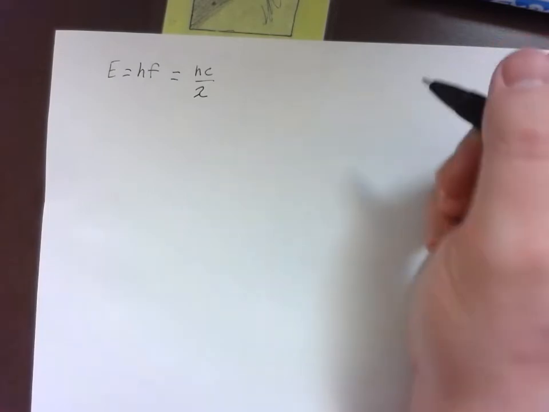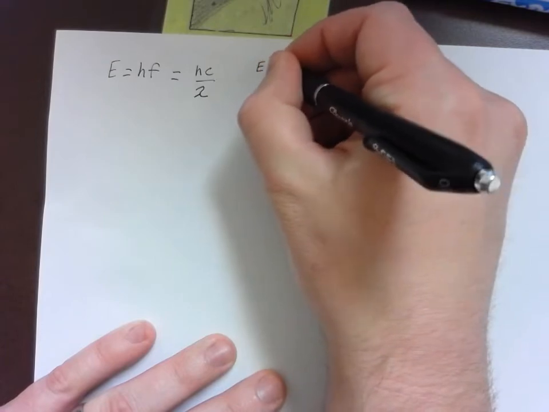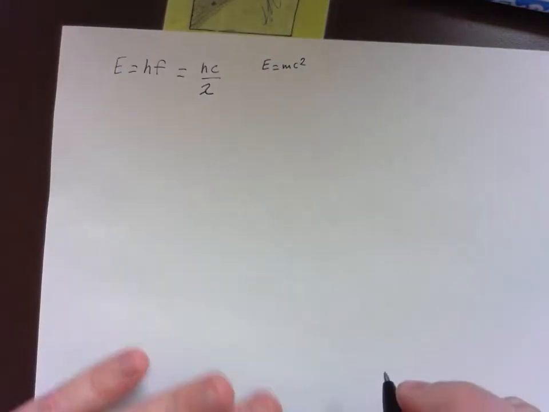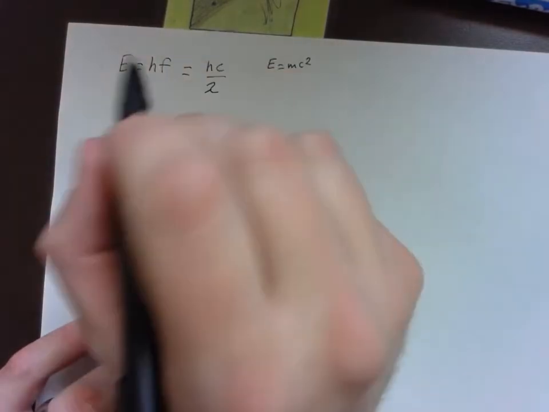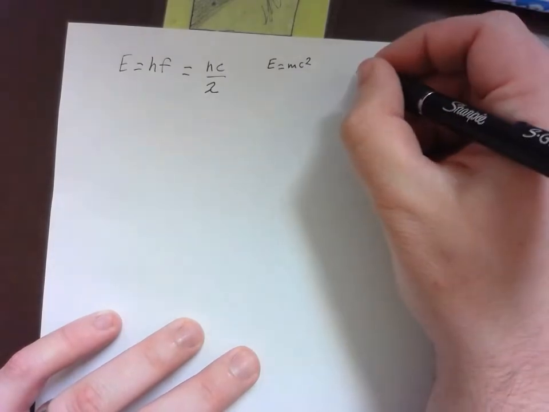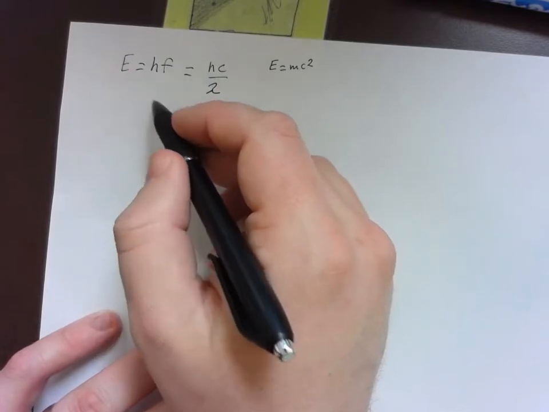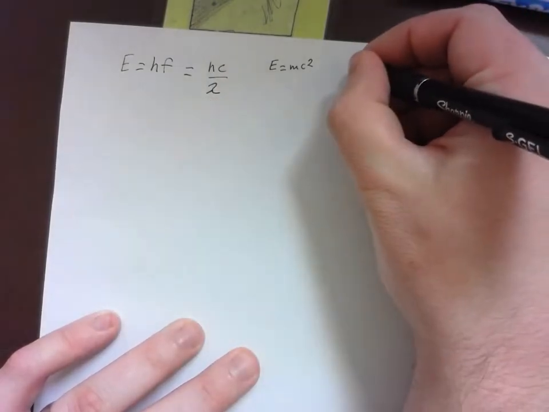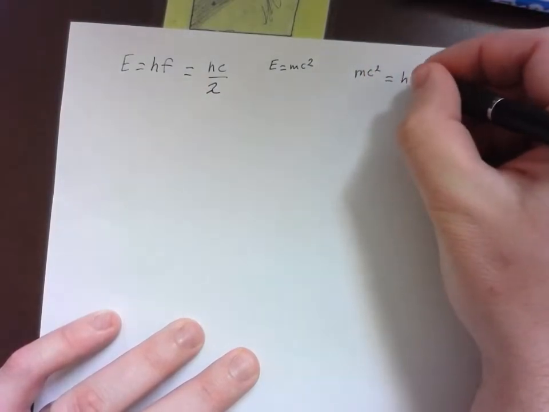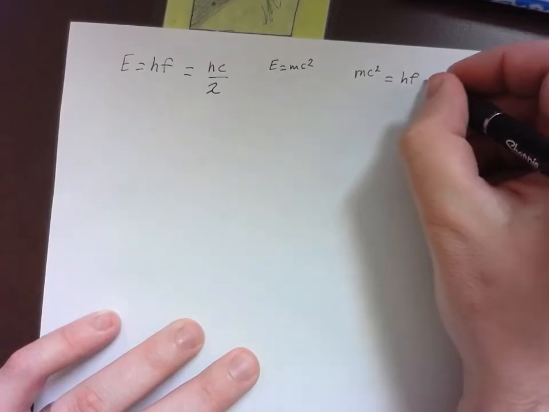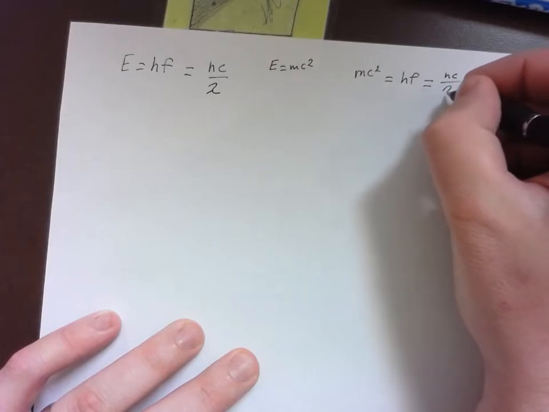But we also know, according to Einstein's theory of relativity, that E equals mc squared. So in both cases, E is going to equal energy. So we can assume, based on this, that since E equals mc squared and E equals hf, mc squared must also equal Planck's constant times frequency, which also equals, of course, Planck's constant times the speed of light divided by the wavelength of the wave.